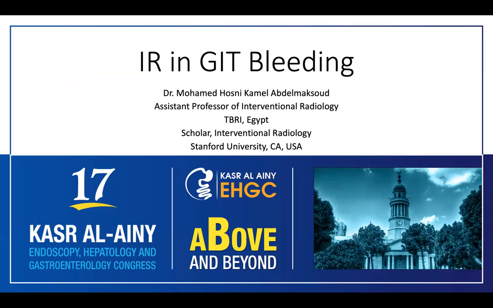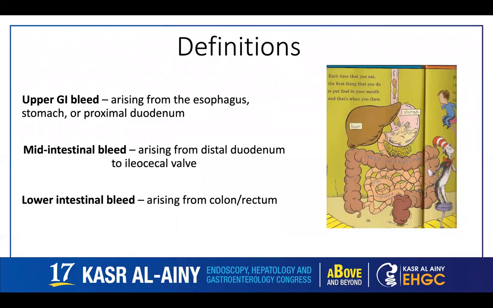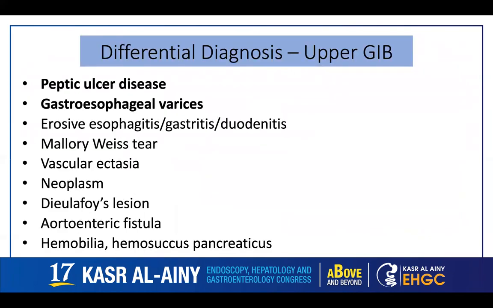Morning again. Now I'm going to speak about interventional radiology in GIT bleeding. At the beginning, we should have very clear definitions. Upper GI bleeding arises from the esophagus, stomach, and proximal duodenum till the ligament of Treitz. Mid-intestinal bleed arises from the distal duodenum to the ileocecal valve, while lower intestinal bleed is when the patient bleeds from the colon or the rectum.